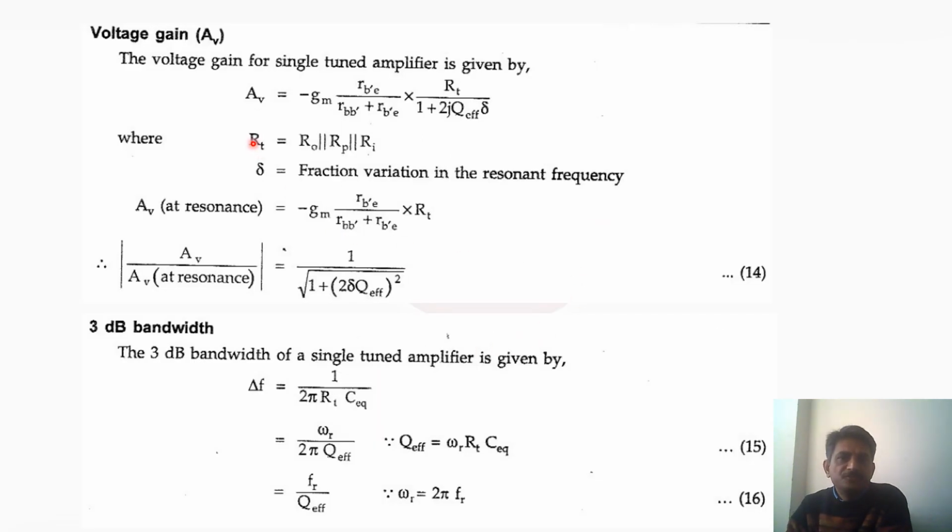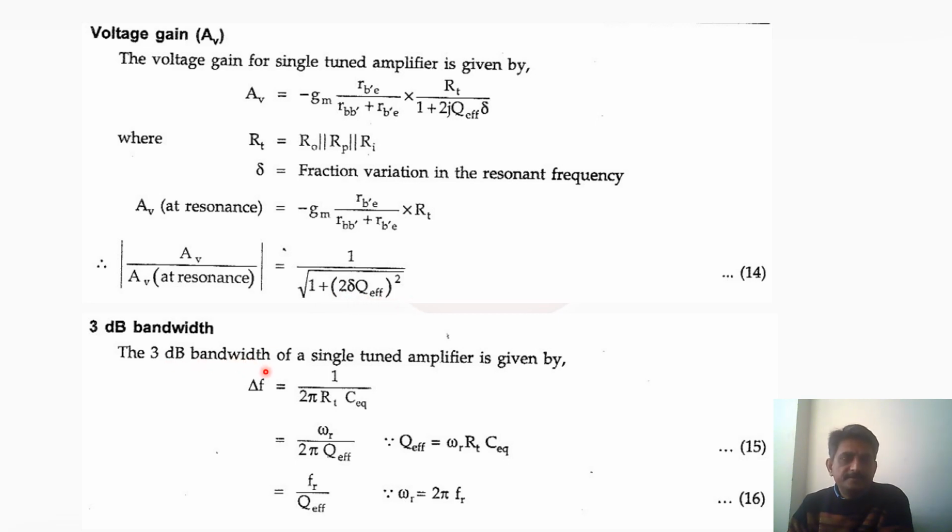So voltage gain can also be expressed in terms of this, where del is the fraction variation in the resonant frequency. So AV at resonance is minus gm RBE upon RBB plus RBE into RT. So the magnitude AV upon AV at resonance is nothing but 1 upon under root 1 plus 2 del Q effective square.